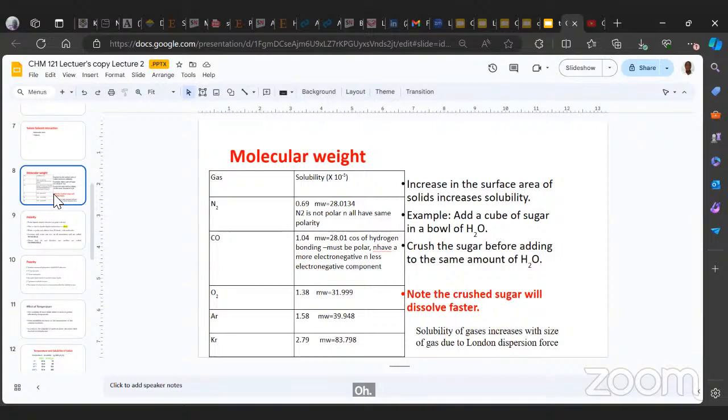The molecular weight is increasing down this way, and the solubility is increasing. As the molecular weight increases, solubility is increasing. So that's what's happening here. But between CO and nitrogen, the molecular weight of CO is supposed to increase, so it's increasing. But really, in reality, CO will be less soluble than nitrogen because of the polarity effect.